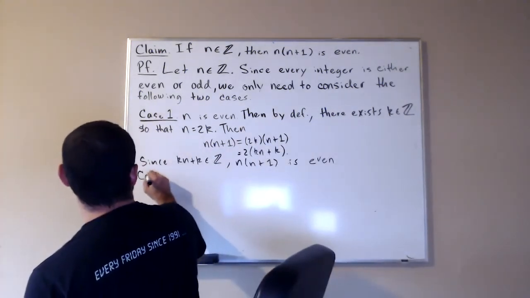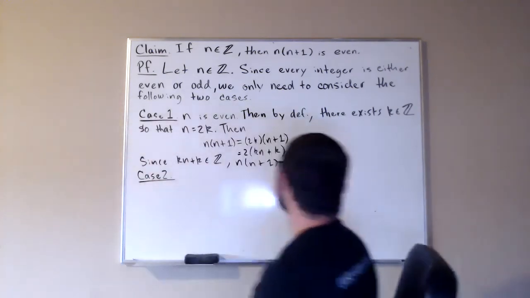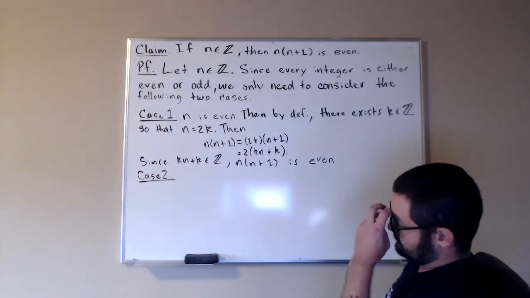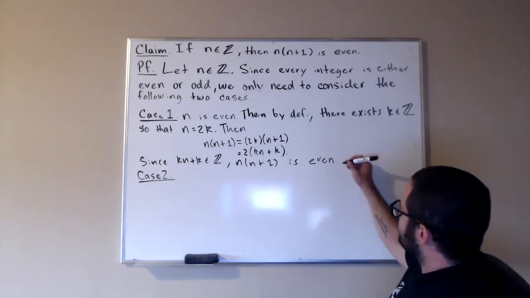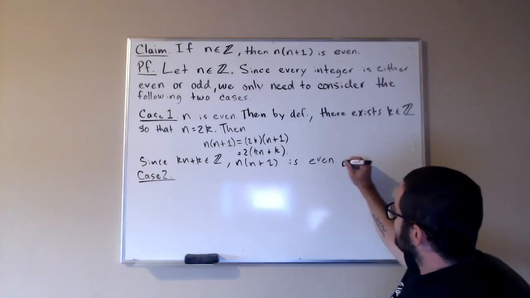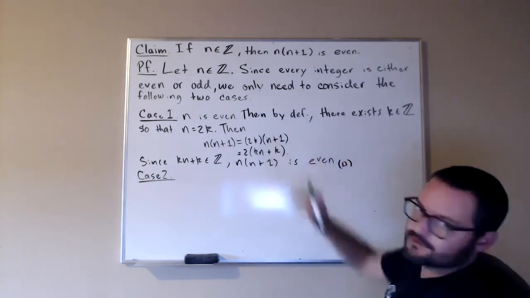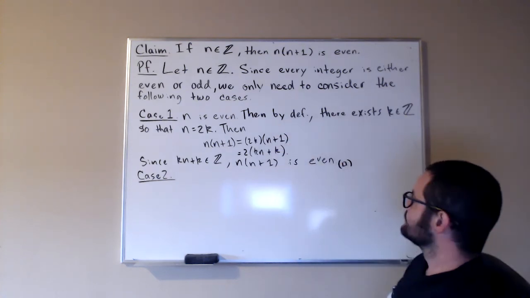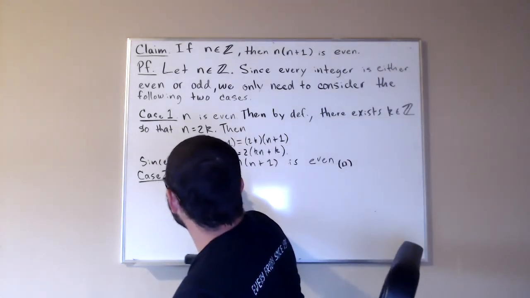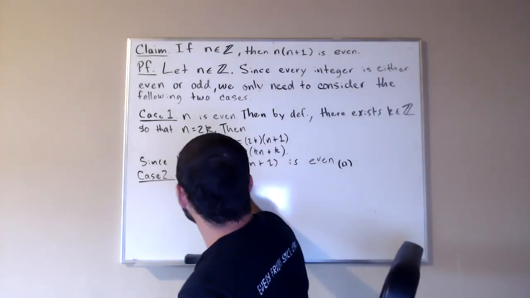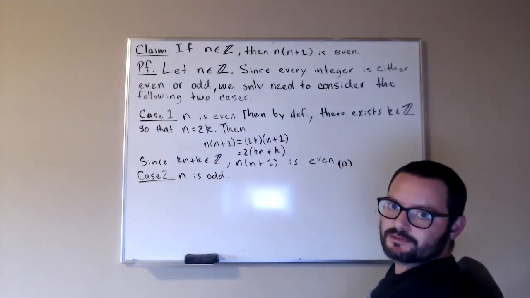So case 2. By the way, sometimes when people prove these cases, they'll put a little QED box and then parentheses around it to show that they've finished the proof of the case. And so case 2 is that n is odd. So now we have to consider that case.